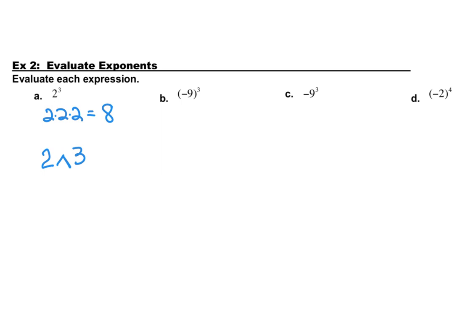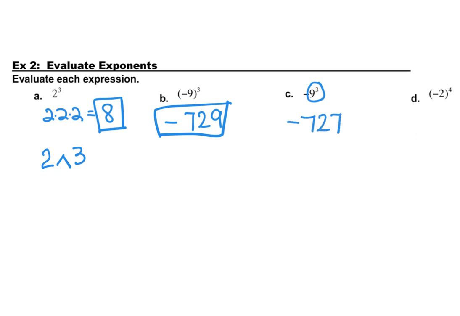So for letter B, we have -9 to the 3rd power. So what that means is that you've got -9 times -9 times -9. So first of all, this is going to be a negative number because 3 negatives makes a negative. And then when you take 9 times 9 times 9, you will have 729. Now for the next one, notice how the -9 is not in parentheses. What you'll do here is you'll evaluate 9 to the 3rd power, which we know is 729, and then we're going to put the negative back on.